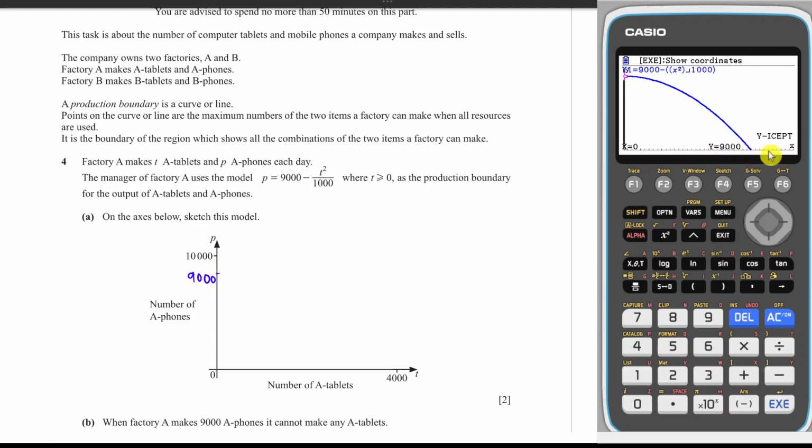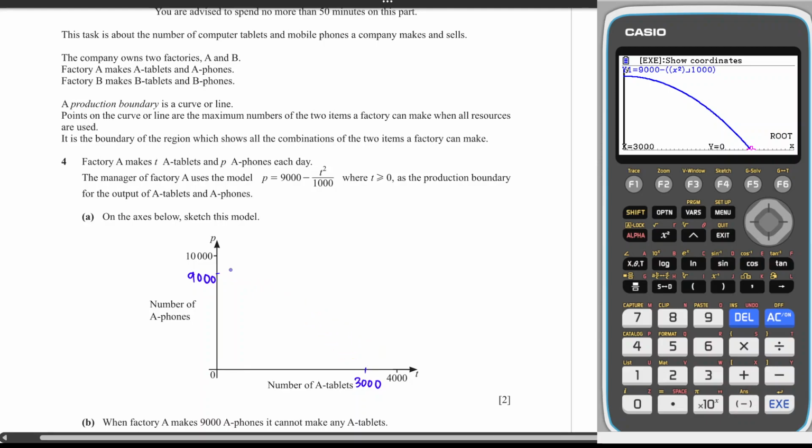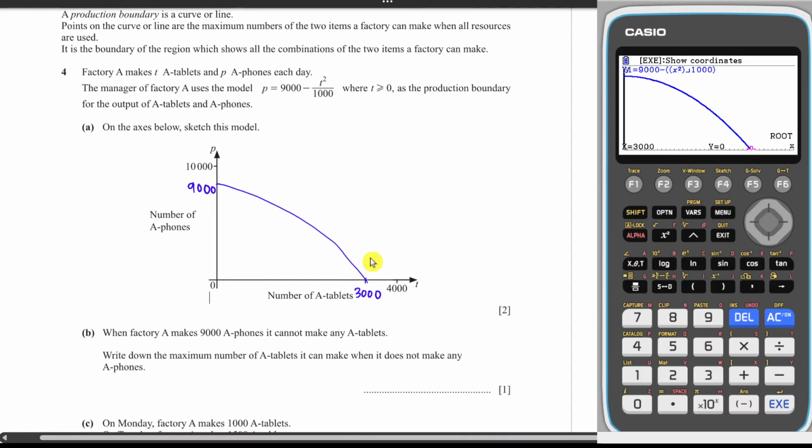I also need my x-intercept. So let me just find out the root of it. That gives me 3,000. So this is 3,000. Just join them. This is my curve. Okay. So this is my production possibility curve.